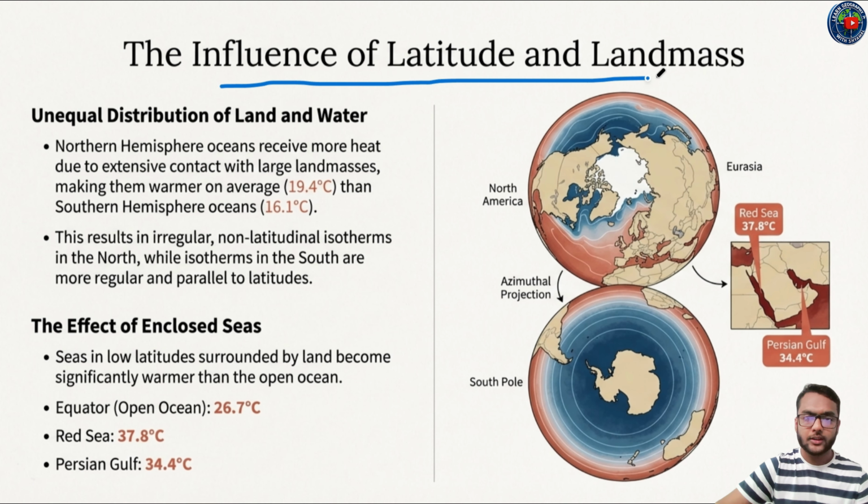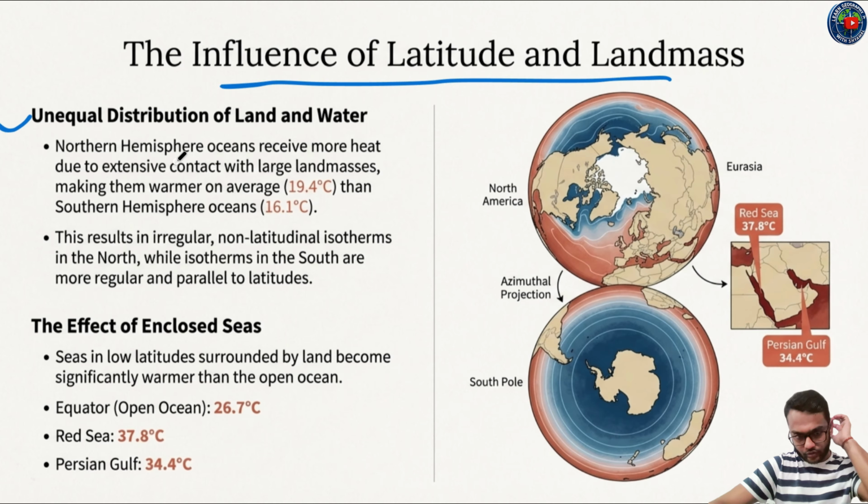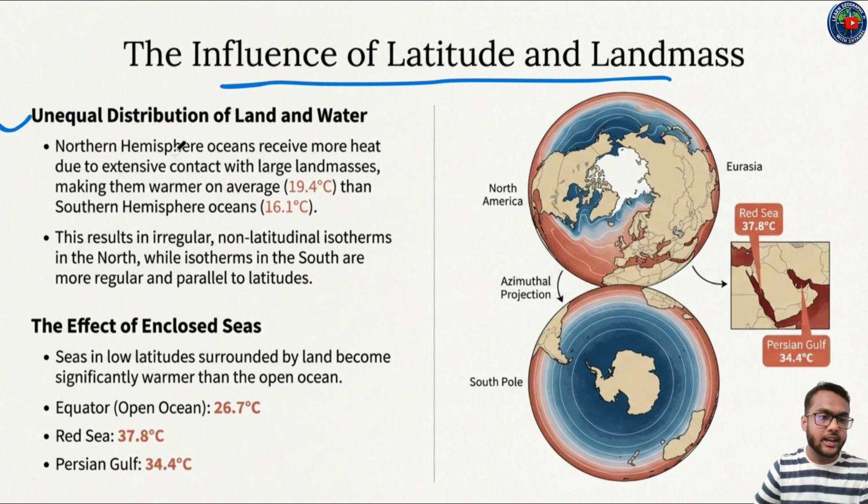Now, the influence of latitude and landmass: the unequal distribution of land and water. Northern hemisphere oceans receive more heat due to extensive contact with large landmasses. In the northern hemisphere, there is a large amount of land surface. That's why the oceans receive more heat from contact with land surfaces, making them warmer on average, 19.4 degrees Celsius, than southern hemisphere oceans, at 16.1 degrees Celsius. The northern hemisphere ocean is warmer on average than the southern hemisphere.